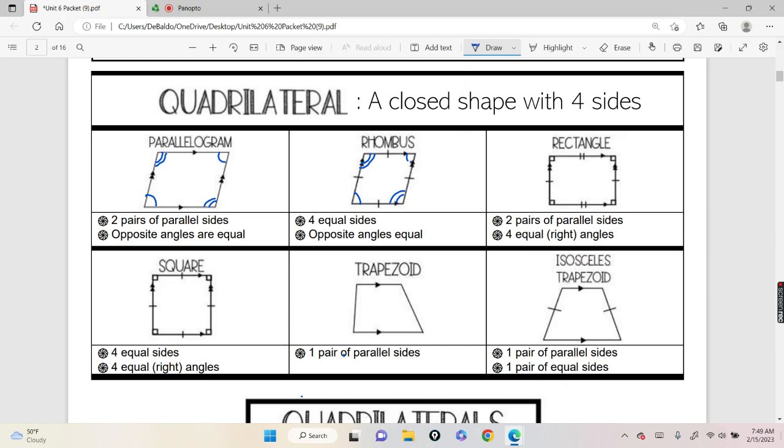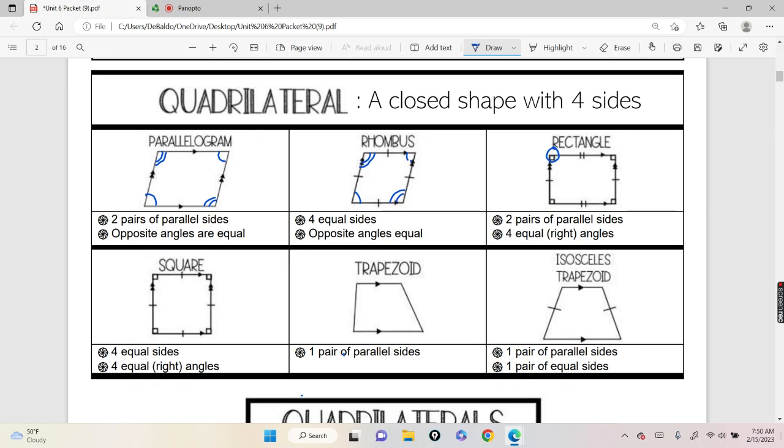Okay, the rectangle. We're very familiar with the rectangle. What's unique about a rectangle is it has 2 pairs of parallel sides, and the angle measures are all right angles, meaning they're all 90-degree angles, and that's indicated by this little box. Anytime you have a little box in the corner of a quadrilateral, that means that it creates a 90-degree angle.